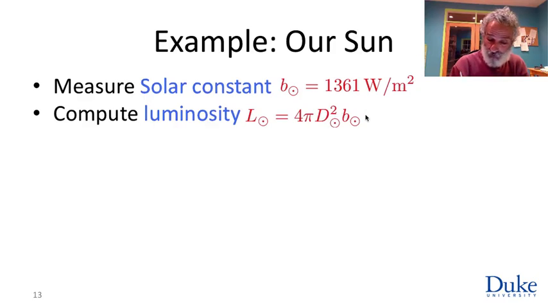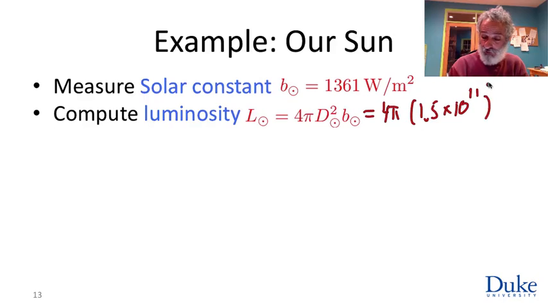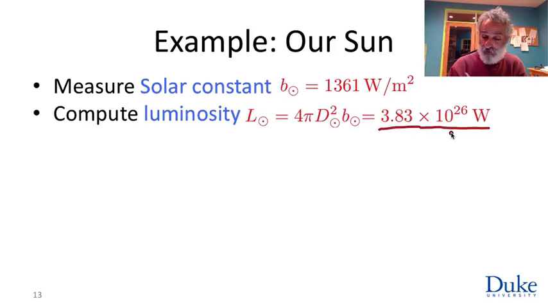And so we put in the numbers. This is 4 pi times 1.5, I'm rounding, times 10 to the 11 meters, squared, times 1361, and we evaluate the calculation, and you find that the sun is a very bright light bulb indeed. It has a luminosity of 3.8 times 10 to the 26 watts. That's a lot of energy lost by the sun.